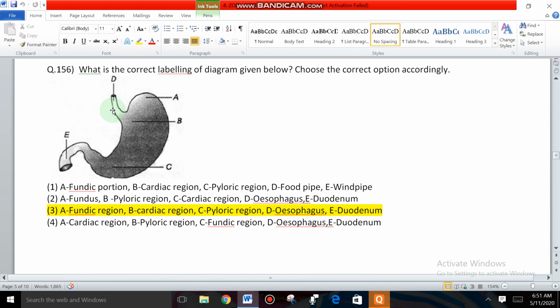Same here also, stomach diagram. So A region, A is fundus, B is cardia. Don't get confused. B cardia: whenever the esophagus, D, enters into the stomach, that region is called cardia. And A fundus, in the new NCERT textbook fundic body is also given, this is body. And C, this region is the pyloric region, and D esophagus. D is esophagus and E is duodenum. So this one is duodenum and this one is esophagus. Okay, right. So option 3 is the answer.